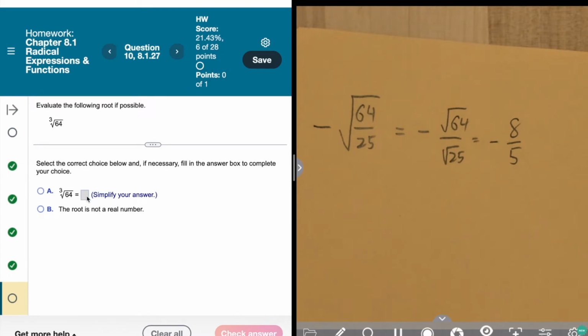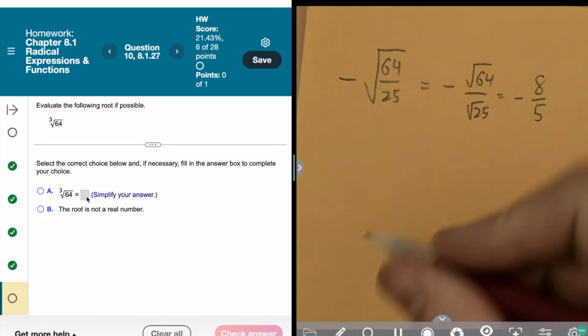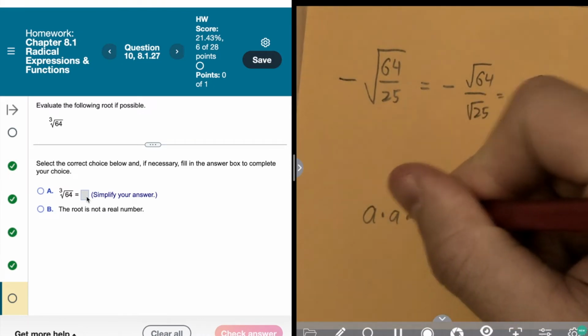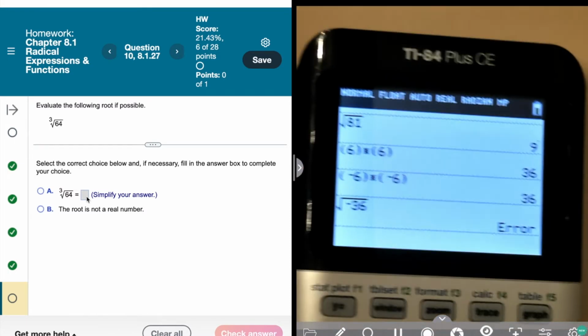All right, then we get to cube roots. It's definitely good that you have a calculator in this class, but a cube root is saying what times what times what multiplied to itself, or what number multiplied to itself 3 times will be 64. And we're just going to rely on the calculator for this.